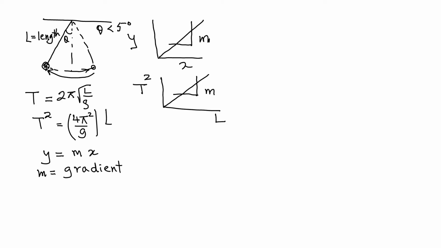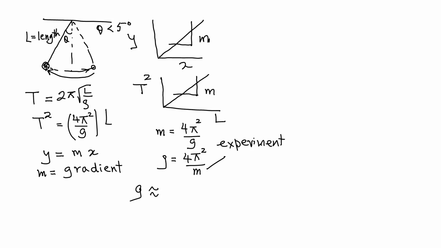And the gradient of this T squared versus L is given by m is equal to 4 pi squared over g. g is equal to 4 pi squared over m. So m is the gradient which you find by experiment, and once you know m, you can find the value of g. In your experiment, you should get a value of g which is around 9.8 meters per second squared.